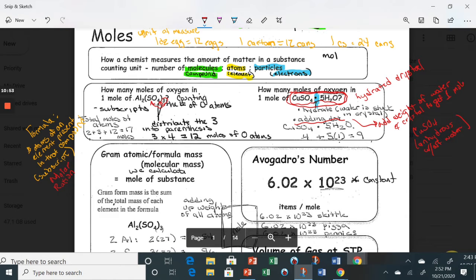Again, 1 mole of that particular material. That coefficient in front of the water will change depending on the hydrated crystal. I think sodium sulfate has 12 waters. I'm trying to remember, there's a few others. One has 3. So it depends on what material you have there.